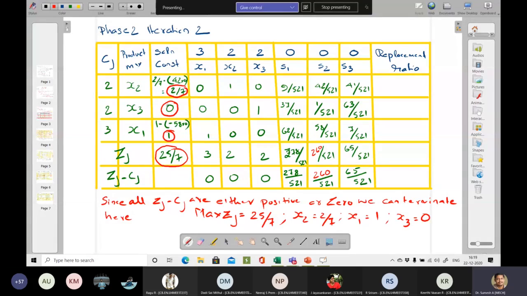Any doubt in this problem? Anything is not clear? You have the freedom to either use the two-phase method or the Big M method. It is up to you. We will not specify any method to you. You have every freedom to choose your method and solve. Both will end up in the same result.